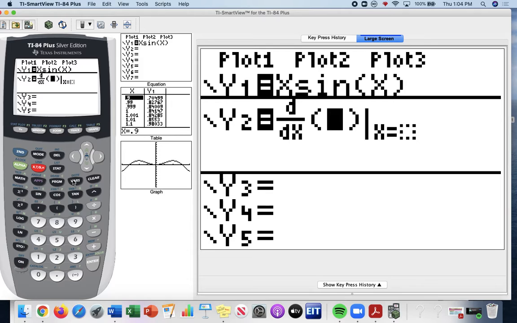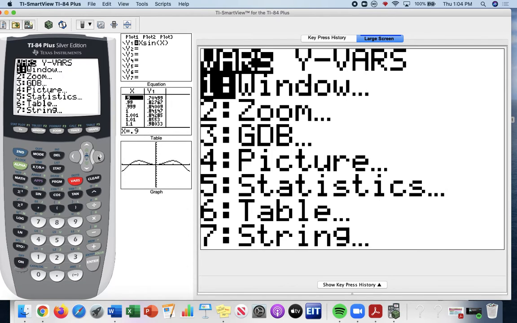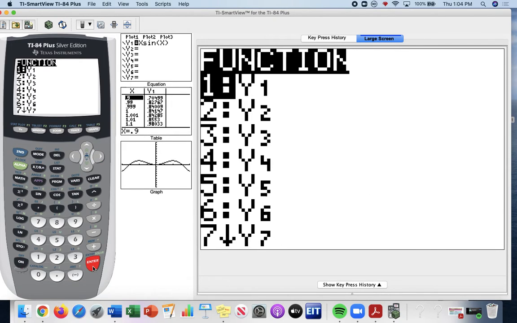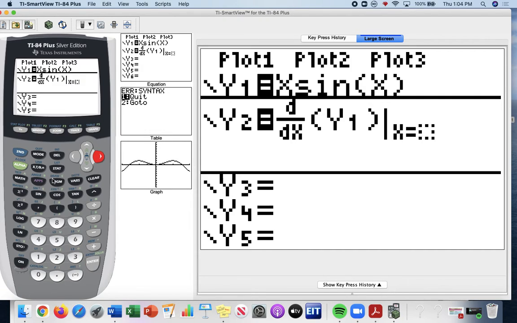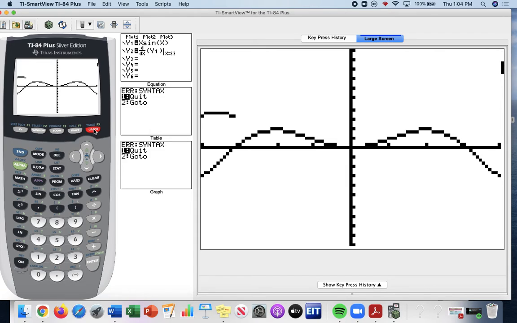My equation's in y1, so vars, y vars, function. Tell the calculator to take the equation that I've typed into y1, and this time I want the entire graph of the derivative. Okay, and let's go ahead and graph it. Oops, actually, I'm going to do something else. I'm going to go back to my y equals.